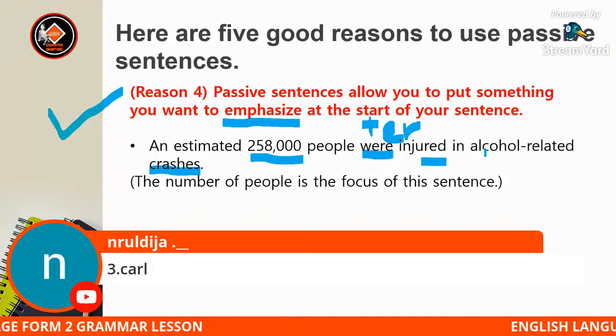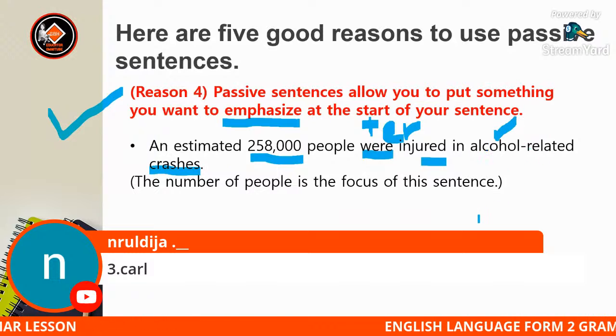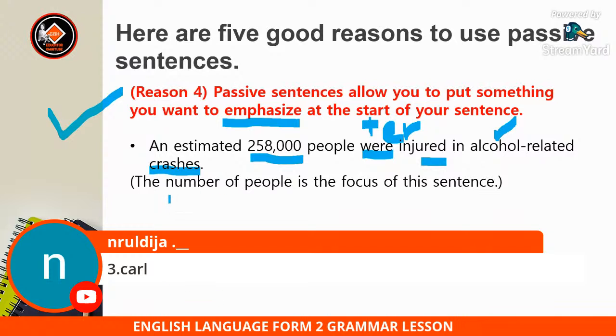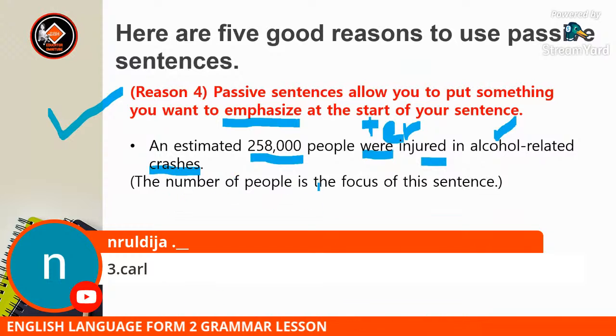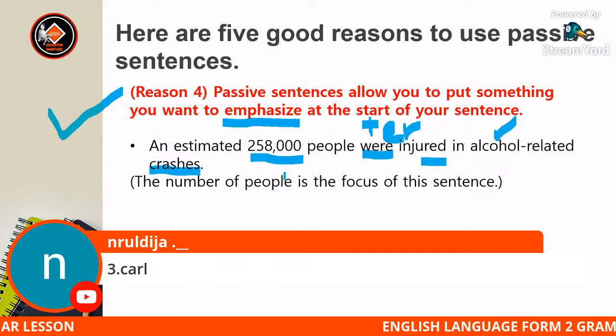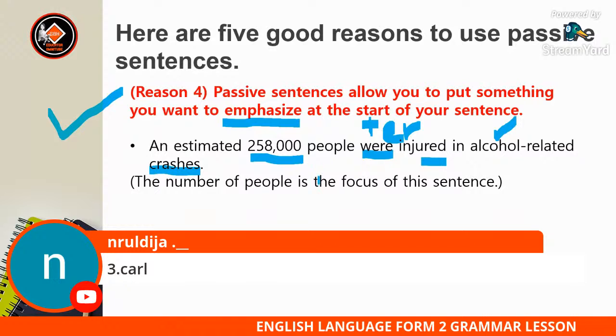Crashes is kemalangan yang melibatkan alkohol. People drinking, they are drunk. So the important thing is the number of people is the focus of this sentence. So when you think this is the important one, you put it in front. Okay?